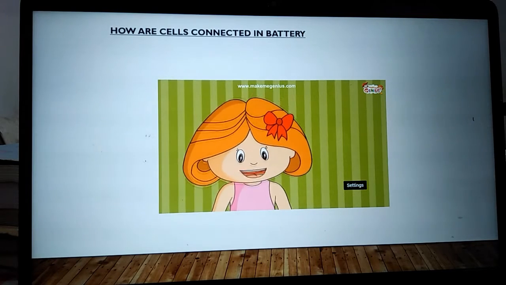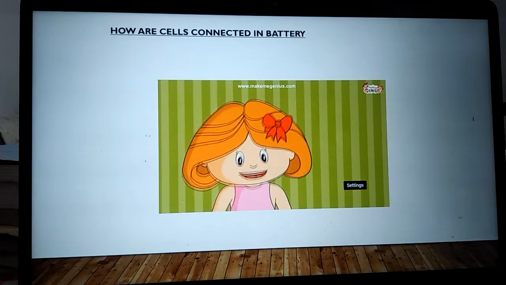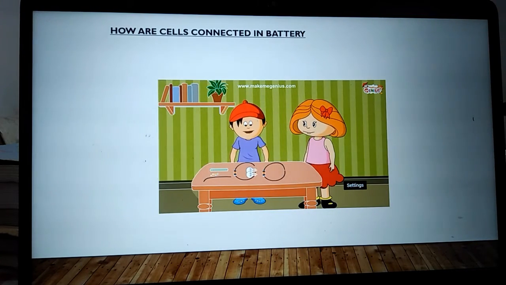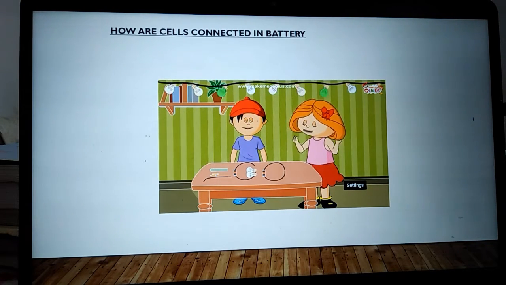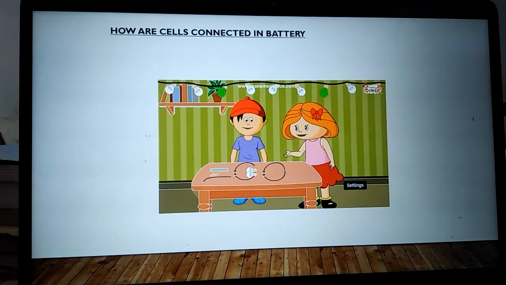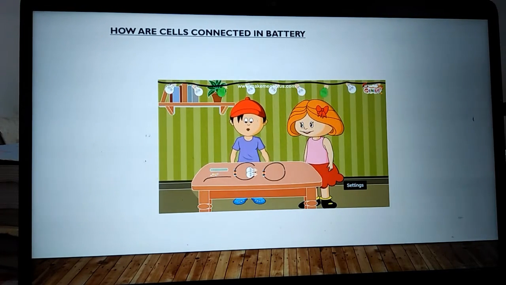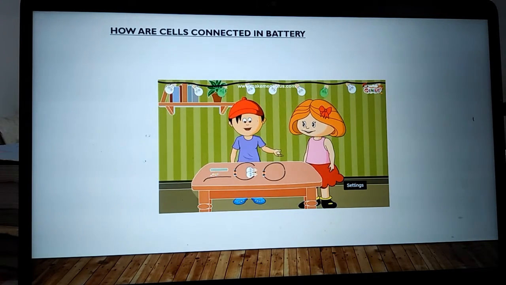Suppose if one bulb gets fused, all bulbs will go off. Is there no use for this kind of circuit? We use this type of circuit in Christmas or Diwali lights. One small bulb after another. But if one of the bulbs goes off, all lights will go off.